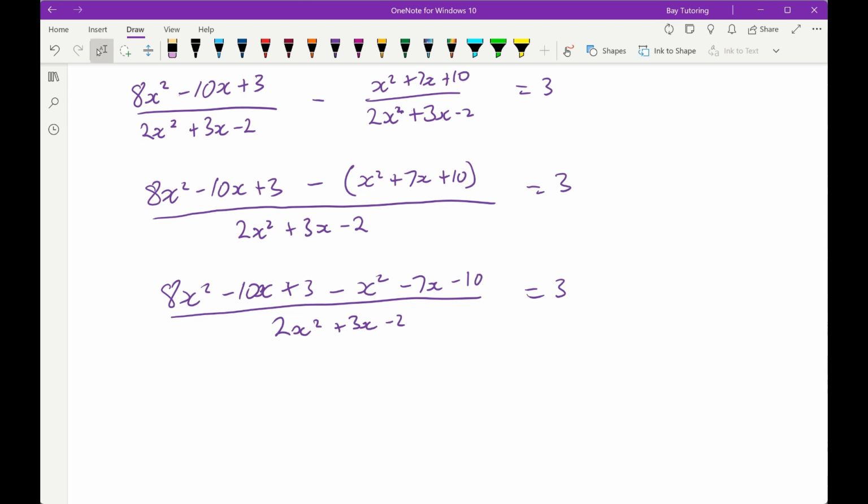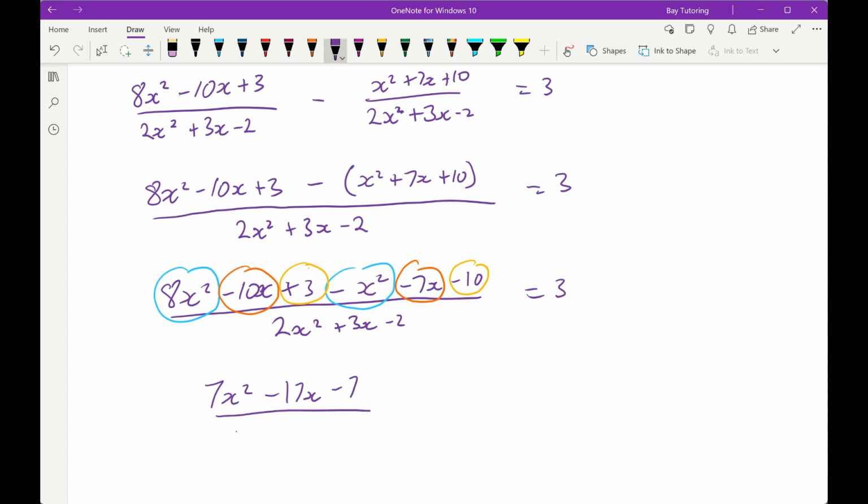So we'll simplify the numerator now as much as we can. So just need to identify the like terms. So we've got 8x squared, we've got minus x squared. So that would be 7x squared. We've got minus 10x minus 7x, and that would be minus 17x. And then we have got 3 and minus 10, so that is negative 7, all over 2x squared plus 3x minus 2 equals 3.